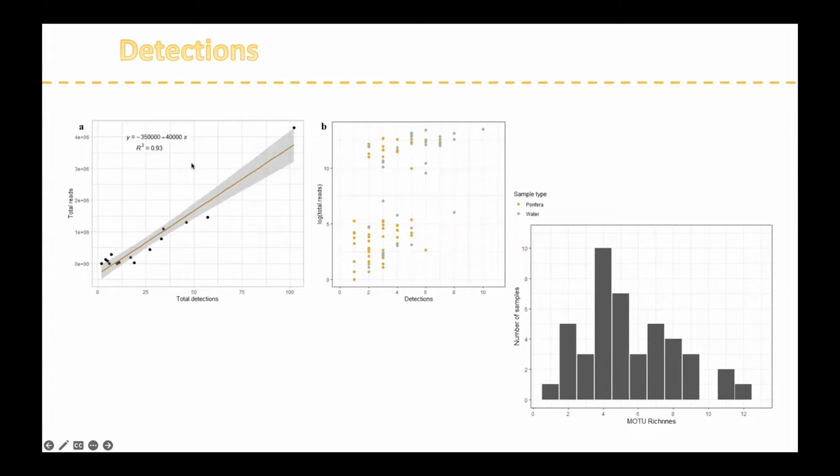Here, orange dots represent the sponge samples and gray dots represent the water samples. As you can see, there is a predominance of the gray dots in the upper right corner of the plot. However, the high difference in the number of reads between the different replicates suggests an important stochastic component of the PCR amplification. Despite the low number of total MOTUs detected in the entire dataset, each sample recovers several MOTUs, as you can see in the right side plot, with a maximum of 12 MOTUs per single sample.